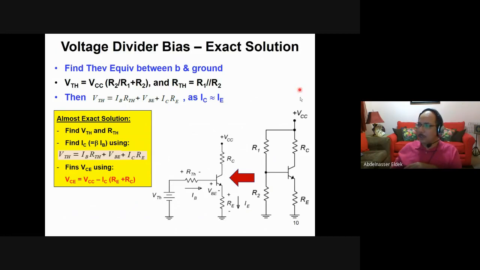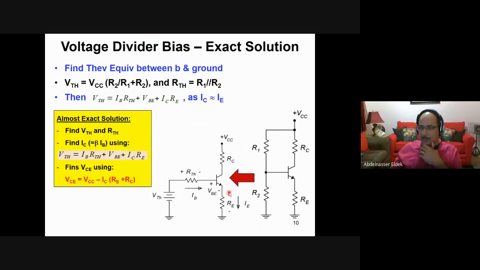For R Thevenin, you have to short the source. So this source here will be shorted. This means that it is ground, connected to the ground. In this case, R1 and R2 will be parallel to each other because this one will be connected to the ground, since we shorted the source. Then R Thevenin will be R1 parallel with R2. Okay, so this is the Thevenin equivalent circuit for this part here, connected here: V Thevenin and R Thevenin.